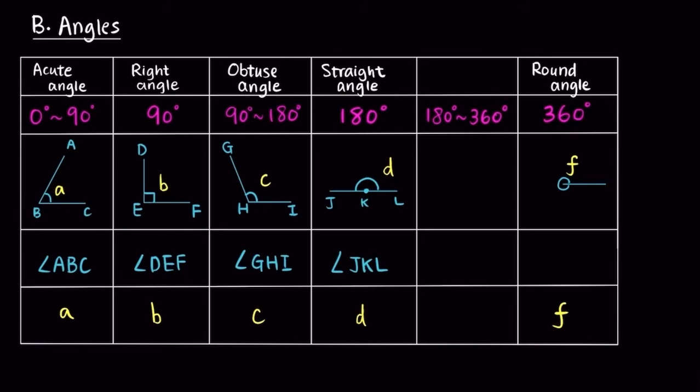Angle between 180 degrees and 360 degrees is called a reflex angle. To avoid confusion with the other angles, we will label as reflex angle MNO, or simply E.